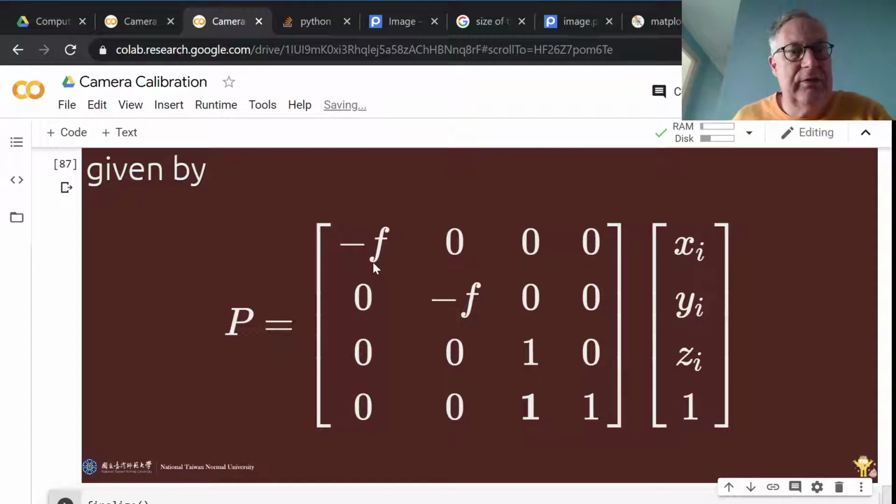So if I multiply this out, I get minus f times xi, right? For k multiply, and here the denominator is going to be 0 times x, 0 times y, 1 times z, plus 1 times 1, and that's my denominator here. Then I can divide through and I will end up with the original k that I have, multiplied by this part here.